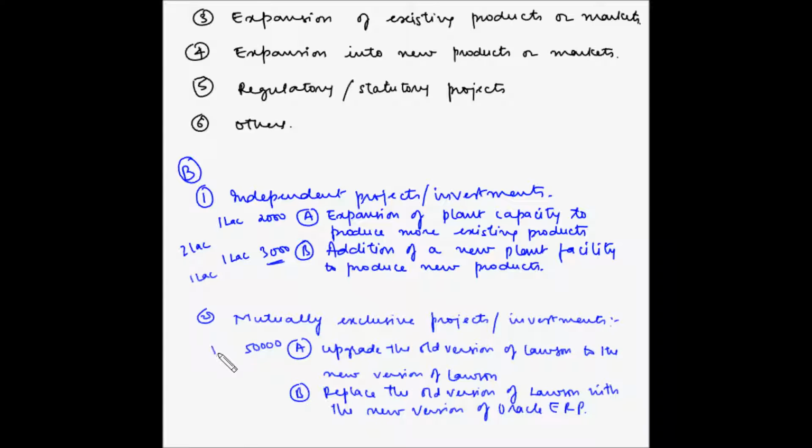and a cost of 1 lakh rupees. While the second project has a cost of 1.5 lakh rupees and has an NPV of 200,000.